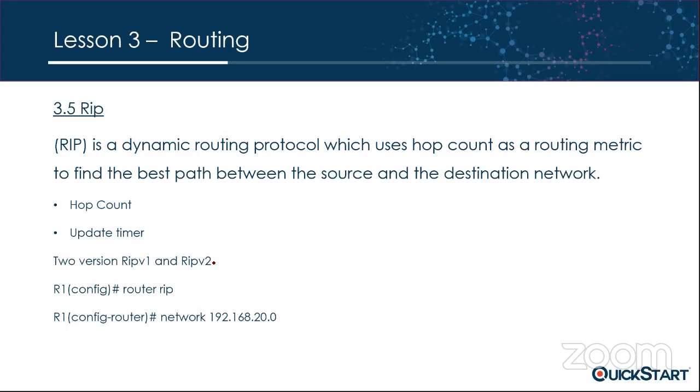RIP version 2 uses classless routing, so you can configure both version 1 and 2 in the router by putting the command router rip. On Router 1, by going into the global config mode, you can put the network here, and then it gets completed. So that's how easy it is with static and dynamic routing.